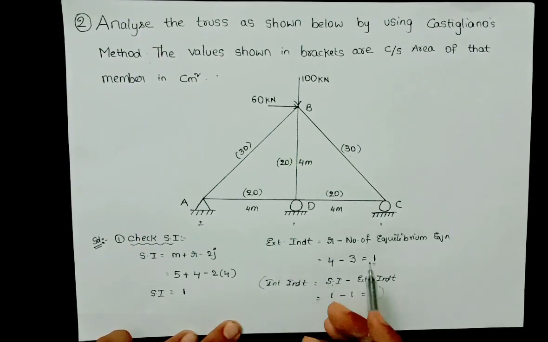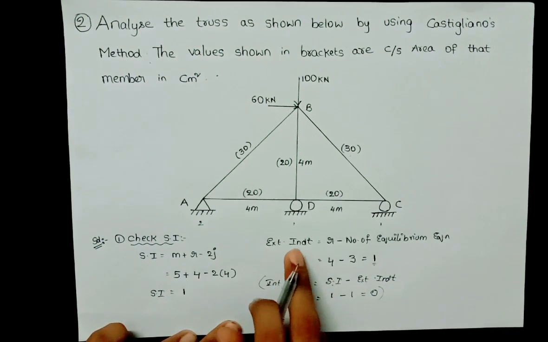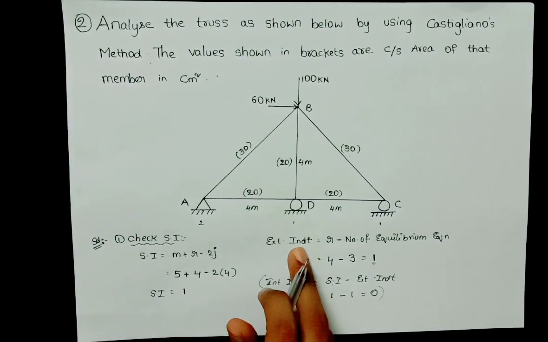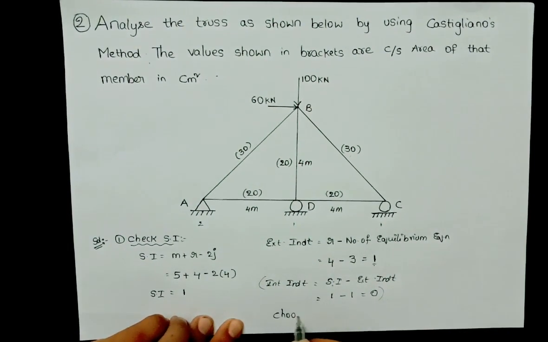I have already told in the introduction video that if we get external indeterminacy, then we choose any reaction as redundant. In the previous problem, we got internal indeterminacy. So that is the difference between that problem and this problem. So it is external indeterminacy, so choose any reaction as redundant.